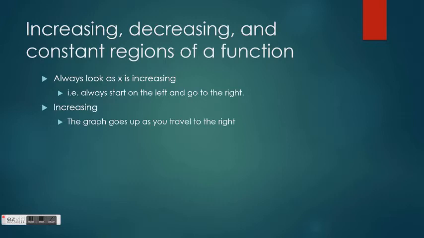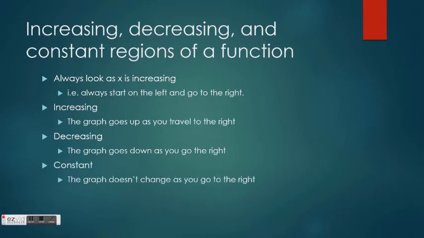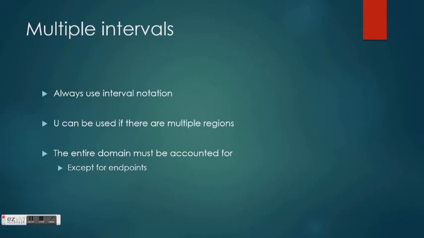So as x is increasing, for a function to be classified as increasing, as x is going from the left to the right, the function is going up. Decreasing, well, as you go from the left to the right, the function goes down. Constant, it's neither, as you go from left to right, it's neither going up or down. Now, when we're talking about these regions, you don't include the endpoints.